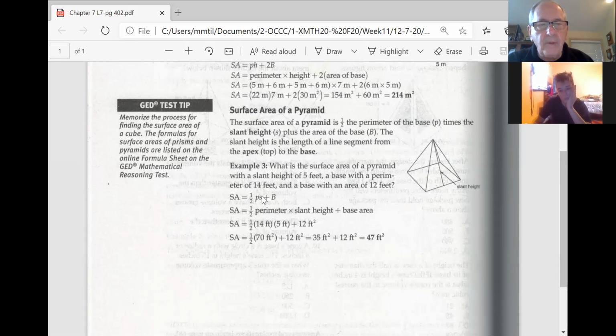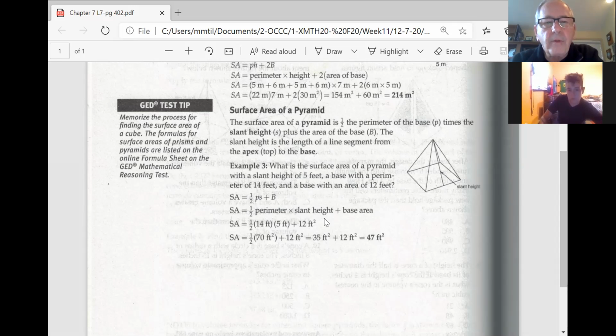And then it would be that plus the base, and the base would just be this side times this side because it's a square. Okay, so that's how you'd measure the surface area of a square pyramid. That formula can be used: 1/2 times the perimeter times the S, which is the slanted height, just like they show here, plus the base.